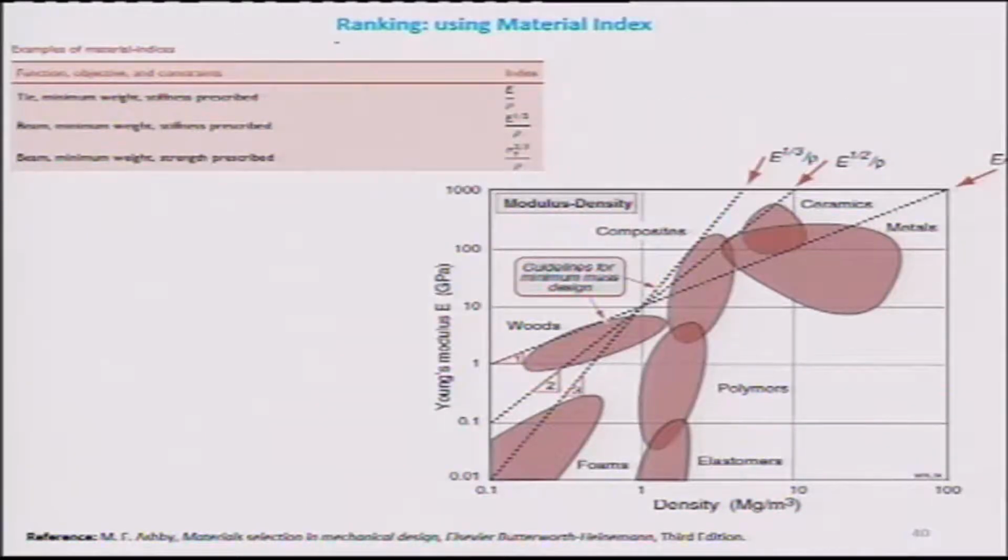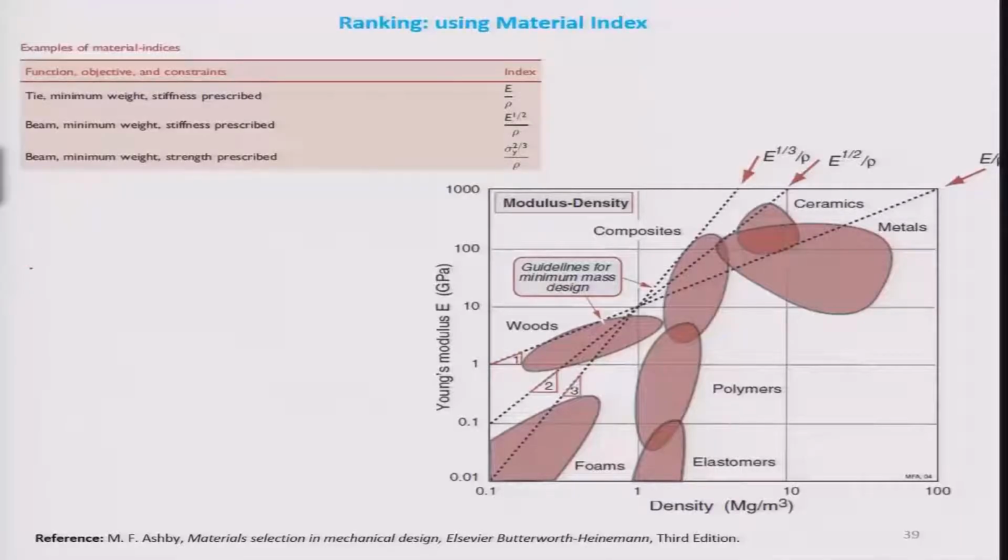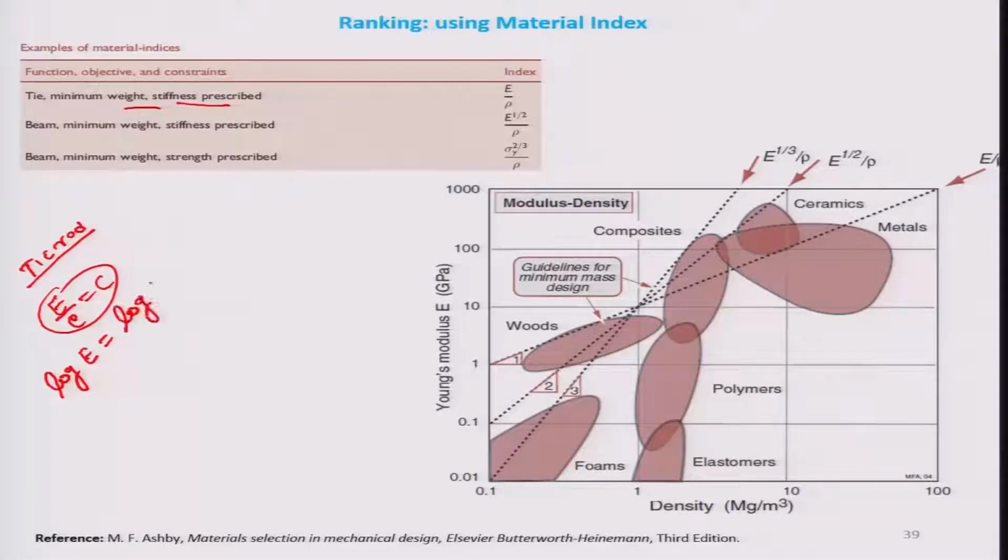The first method is ranking using the material index. This is a very simple way to rank the materials. In this approach, for example, for a tie rod with minimum weight and stiffness prescribed, for a lighter weight and stiff material, E by rho is equal to C. By taking log, we got log E is equal to log rho plus log C, and the same thing is plotted here.